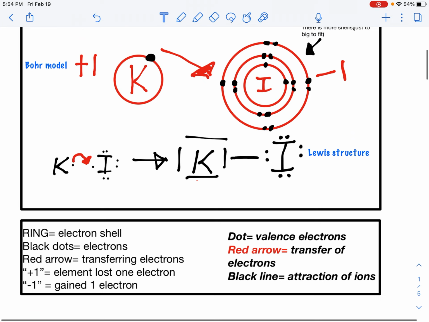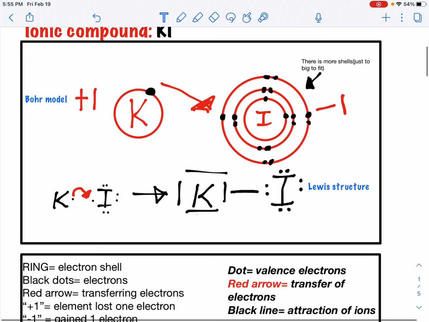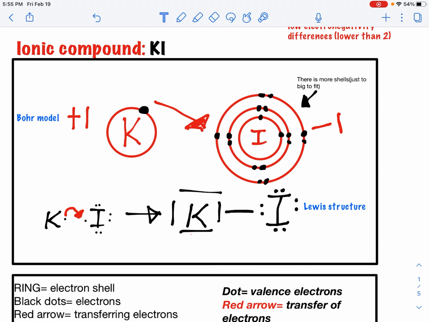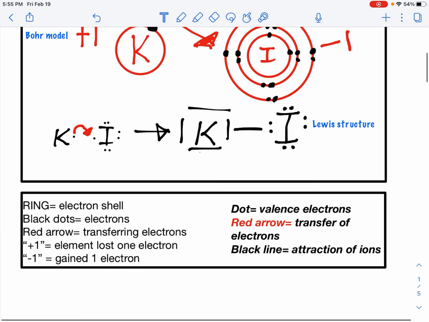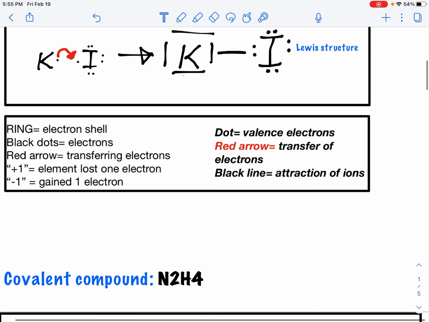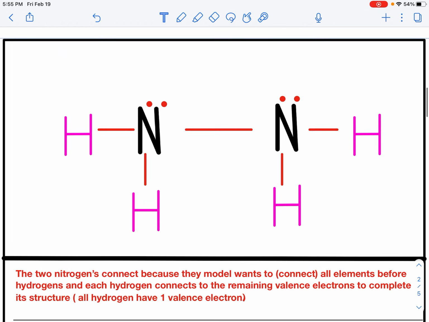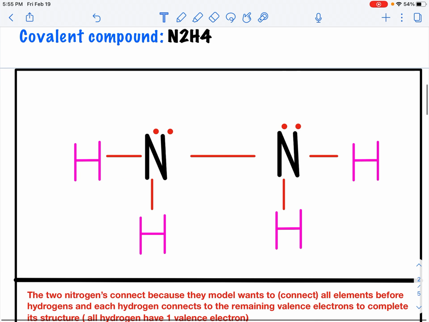And usually when they transfer, the element that transferred the electron becomes a positive charge, and the one that gained one becomes a negative by 1, respectively. Alright, down here the Lewis structure for N2H4, which is a covalent compound.